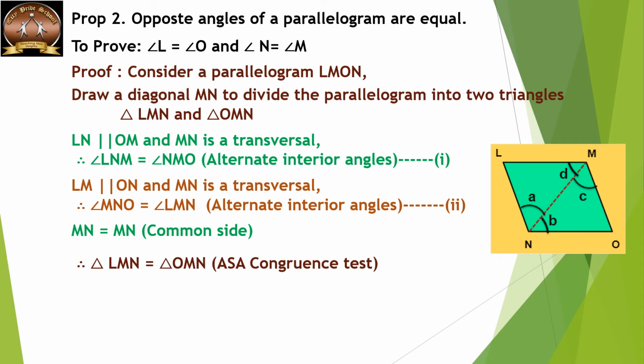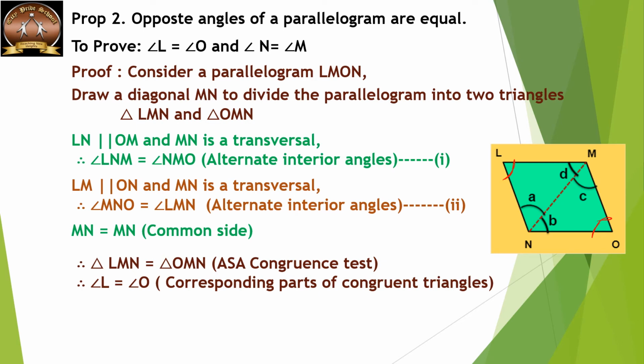So obviously its corresponding angles will be equal. Therefore, angle L will be equal to angle O. CPCT, corresponding parts of congruent triangles are congruent. But then how will we show that angle M is equal to angle N? Because angle N is a combined angle of LNM and MNO. And angle M is a combined angle of LMN and NMO.